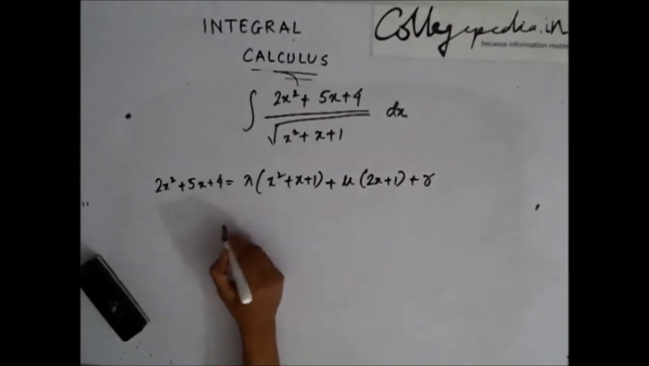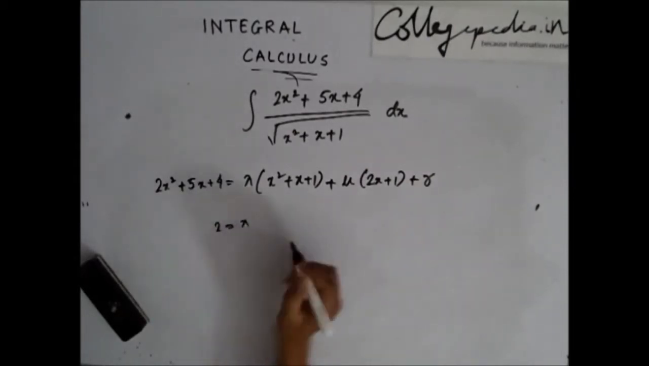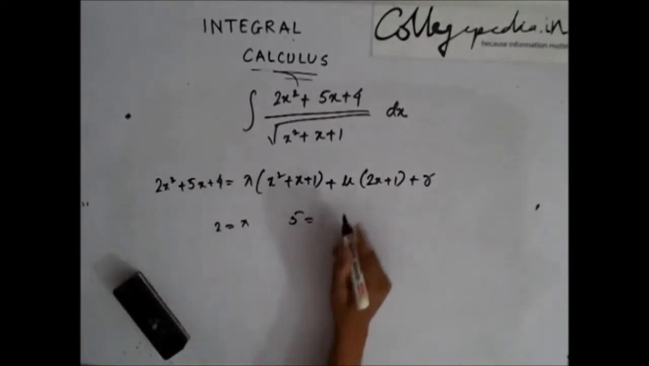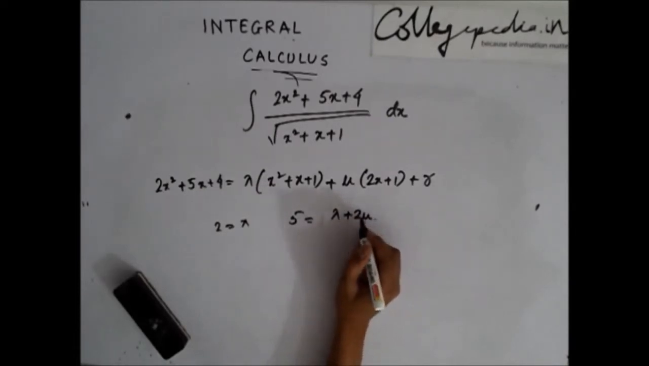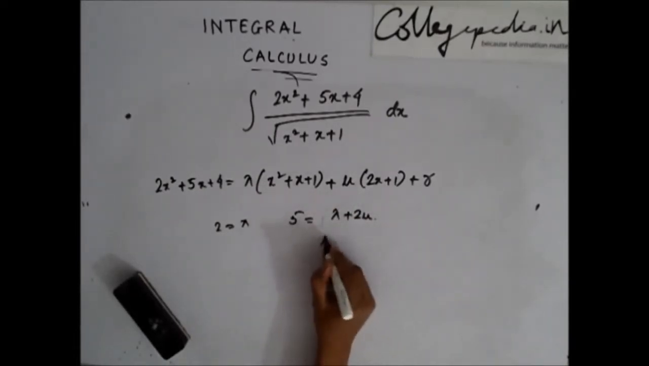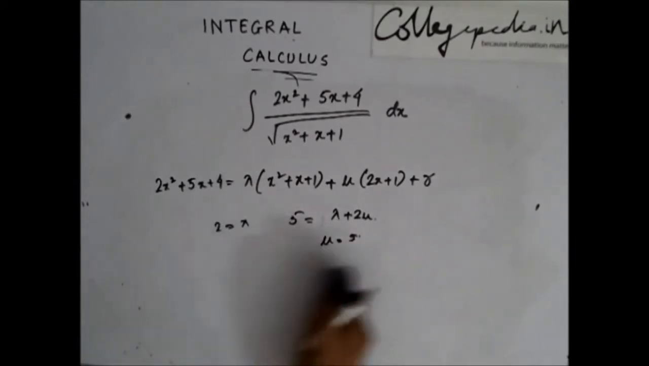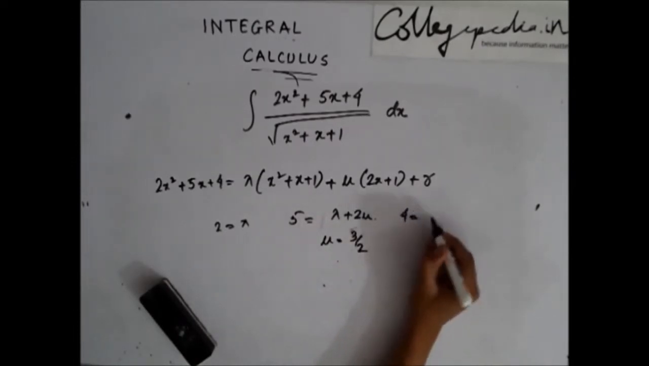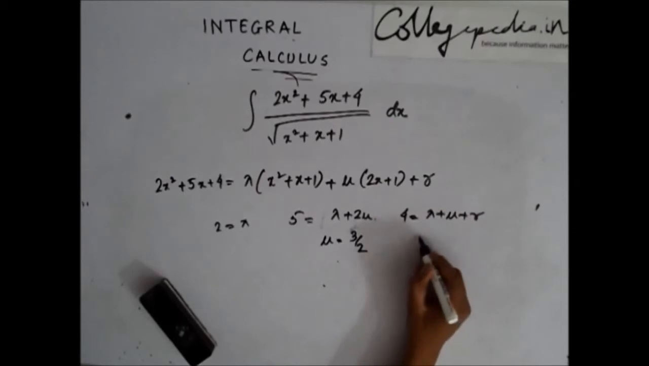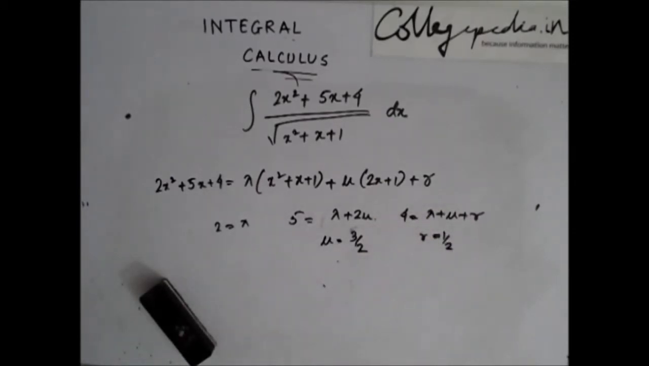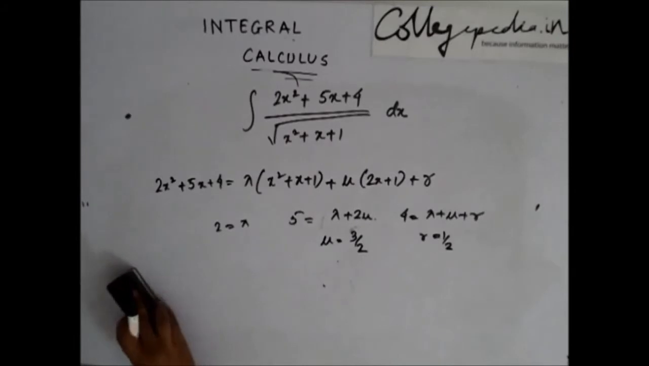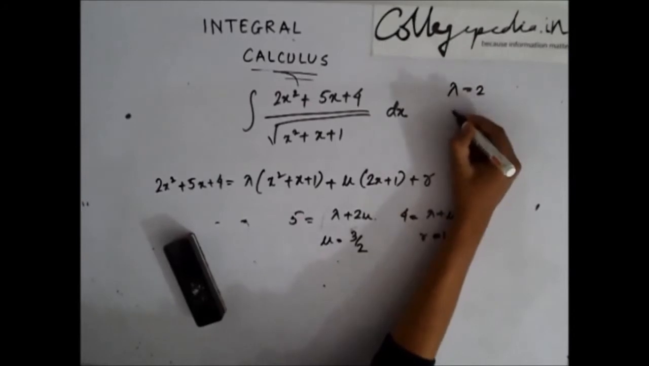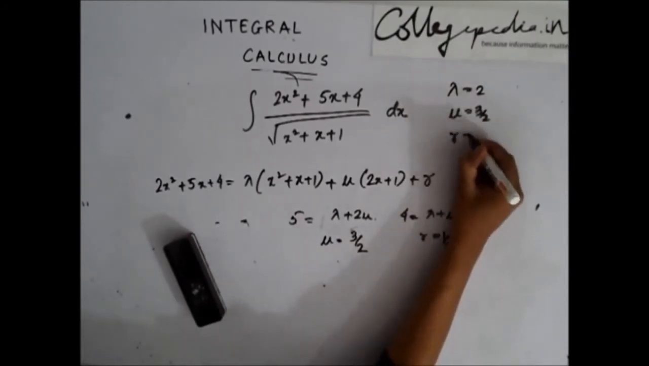Now let's compare the coefficients. 2 equals lambda, if I compare x square. 5 equals lambda plus 2 mu. From here you will get mu as 3 by 2, and 4 equals lambda plus mu plus gamma. So your gamma turns out to be half. Okay. So now your lambda is 2, mu is 3 by 2, and gamma is half.